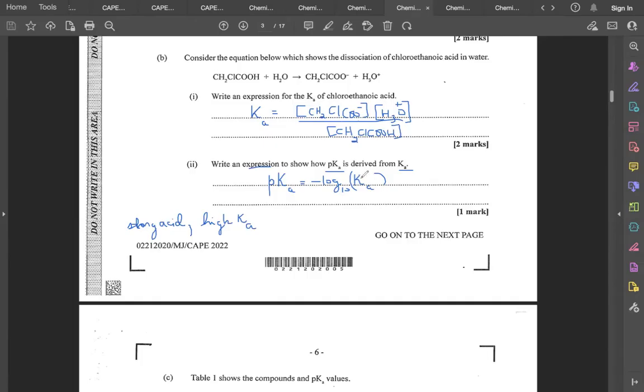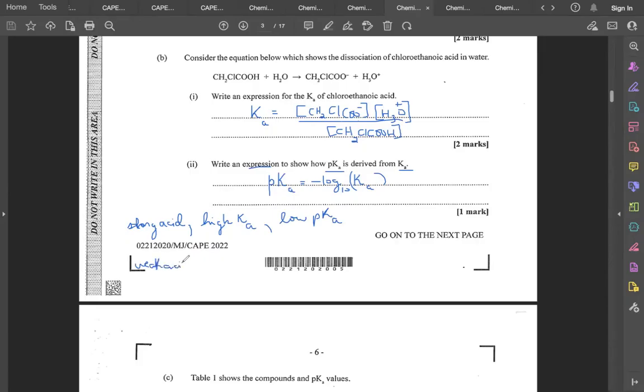Now, if I have a high Ka, or a big number, and I take the negative log of a big number, I'm going to get a small pKa. If I log a big number, guys, I'm going to get a small number. So if I have a high Ka, that means I'm going to have a low pKa. That's how that relationship works, right? And so what that means is that strong acids have a low pKa.